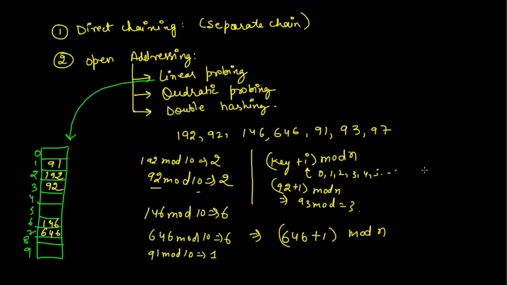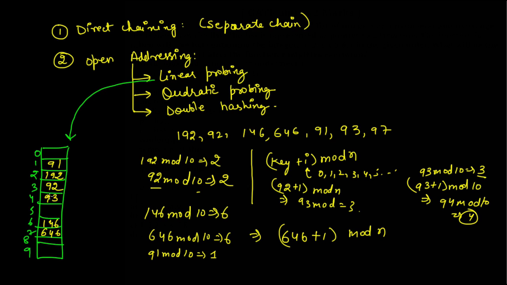Now if you want to store 93, then you do 93 mod 10, then you are going to get the location 3. But if you see, the location 3 is already filled. In that location I have stored 92, right? Therefore what I am going to do is calculate the next value. So in the next value I am going to increase the value of I. So it will be 93 plus 1 mod 10. So that number will be 94 mod 10, which is going to give us the location which is 4. Therefore this 93 number will be stored at the index location 4.